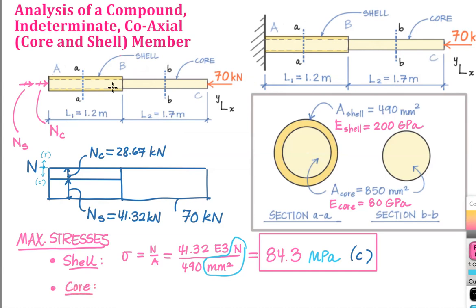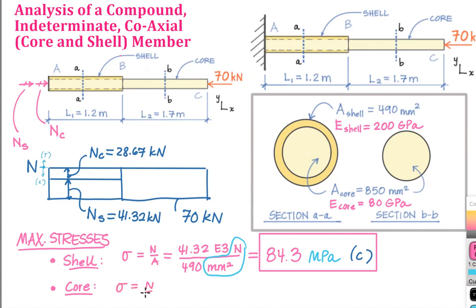And the core goes all the way between A and C. So where's my worst case internal force? Is it over here, this 28 and change? Nope, it's the full 70, right? Because this is also the normal force in the core between planes B and C. Subscripts are getting kind of funny, so I'm just gonna remove that one completely. All right, let's run the calculation.